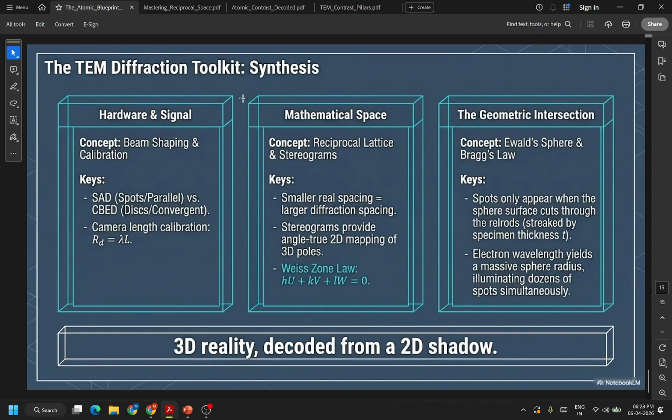So the Ewald sphere. The diffraction is due to interaction between the Ewald sphere and Bragg's law, where the spots only appear when the sphere cuts through the reciprocal lattice rods. And the electron wavelength is yielding a massive sphere radius, which means illuminating dozens of spots simultaneously.